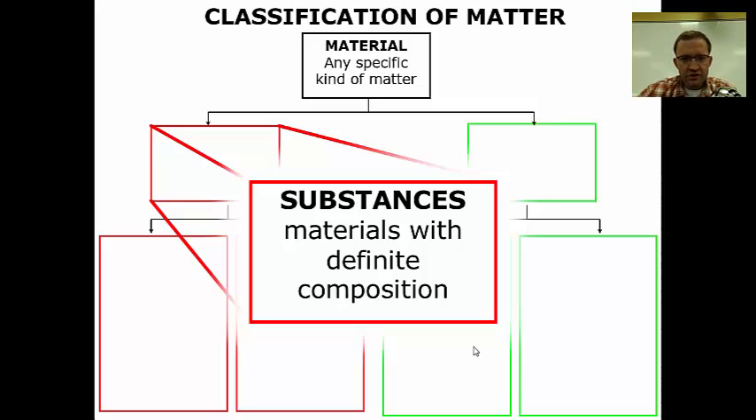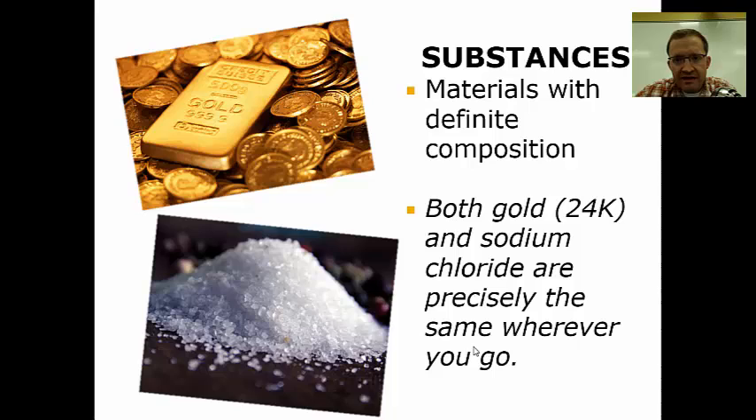The first subdivision then is called a substance. The substances are materials that have definite composition. And by definite composition we mean we call them by the same thing and they have exactly the same makeup everywhere and anywhere you go. If I call it by that name and you call it by that name, we're talking about exactly the same thing. Substances, things with definite composition, include things like gold. 24 karat gold bars like you see up in the top there are the same kind of gold all the way through. There's nothing else there. And sodium chloride is sodium chloride no matter where you go.